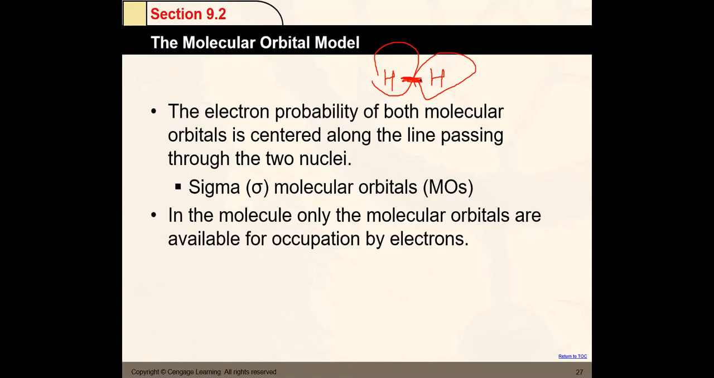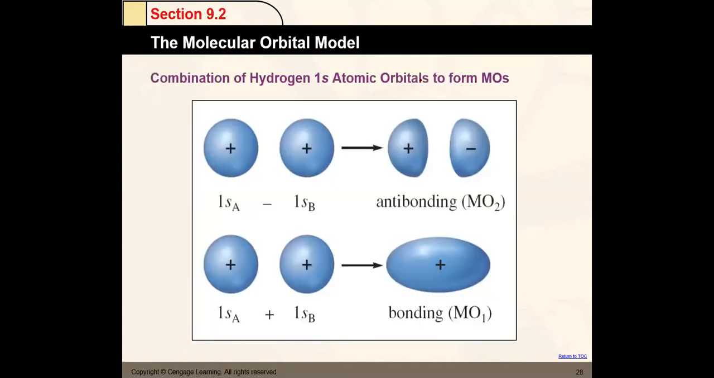Yes, that's true. So whenever two elements or two atoms decide to form molecules, we're not talking about atomic orbitals anymore. Now we talk about molecular orbitals. Okay? This is how it happens.